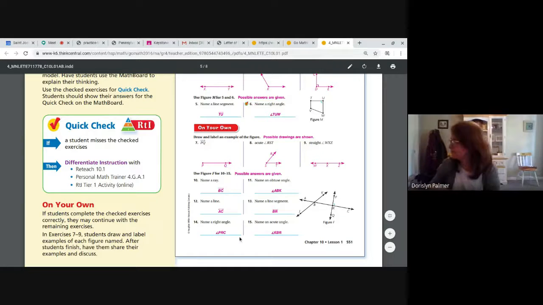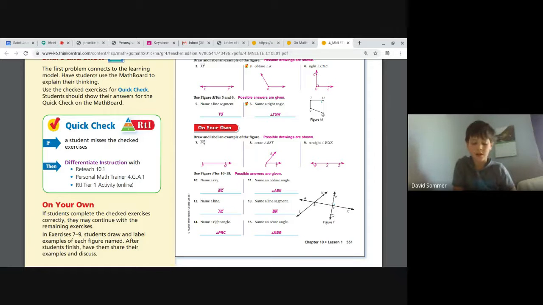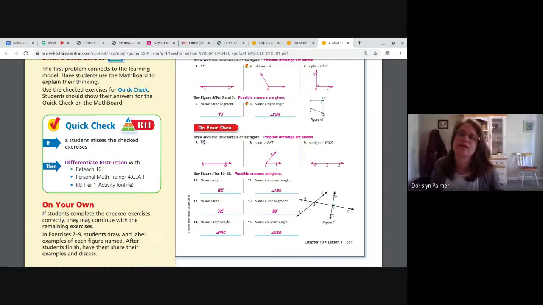Mrs. Palmer, I have a question. Sure. For number 12, I said line AC, but if it has a point, do I have to say ARC? No, you could just say AC. So I just have to do the 2 ends. Yes. And for a line, really, there is no end. So line AB is the same as line AR, is the same as line AC, but you just have to put 2 letters. But all those points will be on that line.